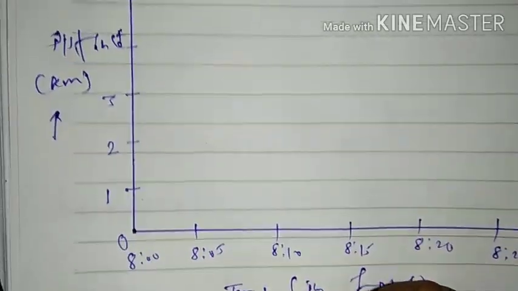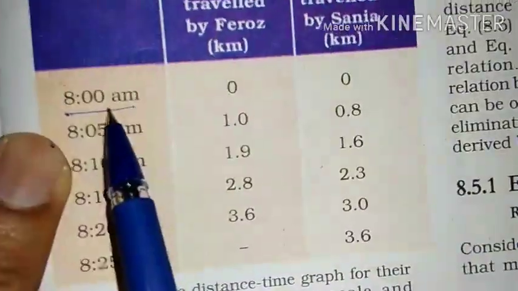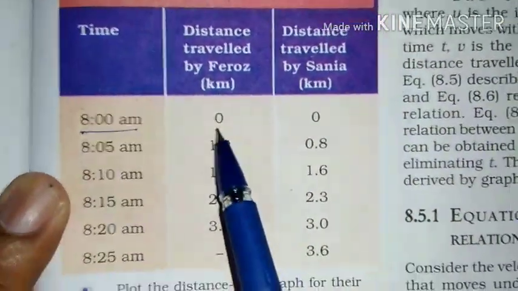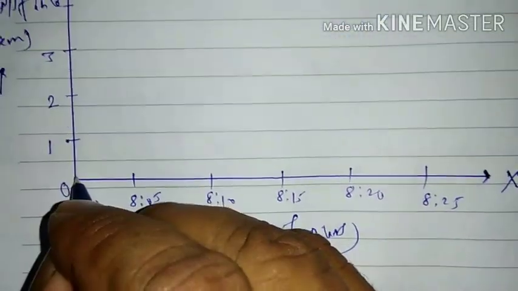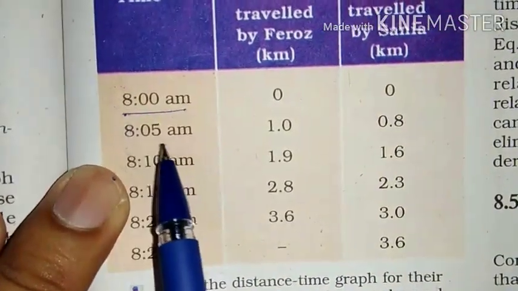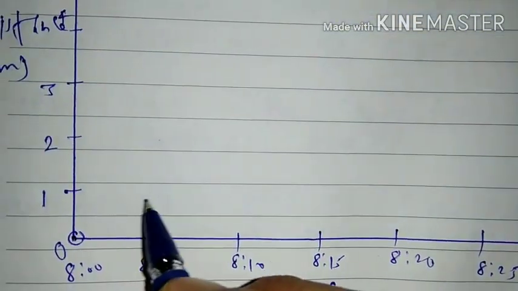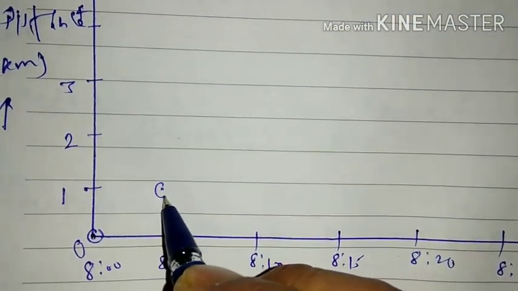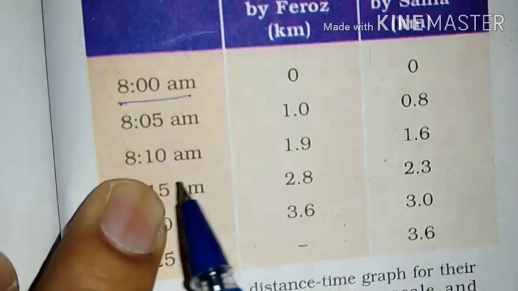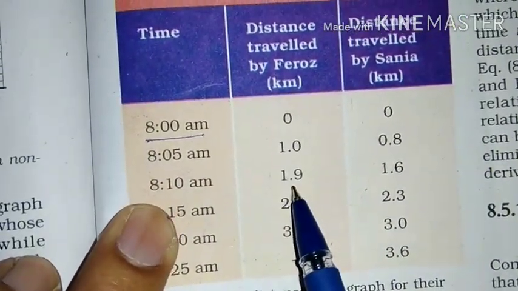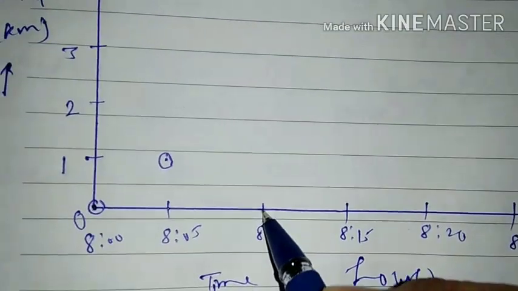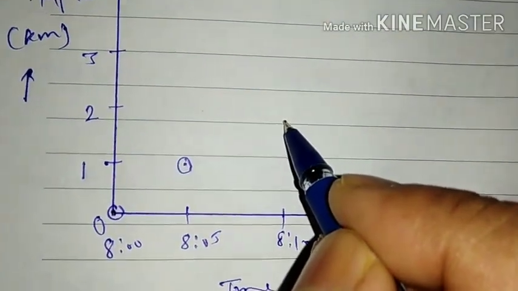So see here, table 8.5. In table 8.5, what we see? At 8 a.m., the distance traveled by Firoz is 0 kilometer. So at 8 a.m., this is the point here. Once again, see, at 8:05, that is after 5 minutes, the distance traveled is 1 kilometer. So at 8:05, this is the point here, 1 kilometer. Again, see, at 8:10, that is after next 5 minutes, the distance traveled is 1.9. So see, this is the time, and probably this will be the point.